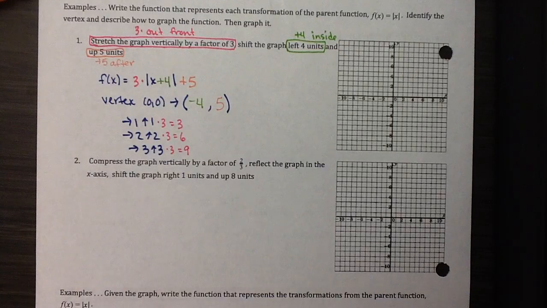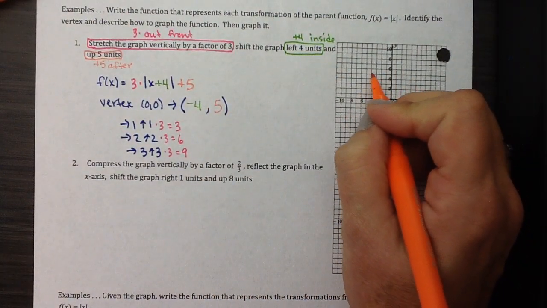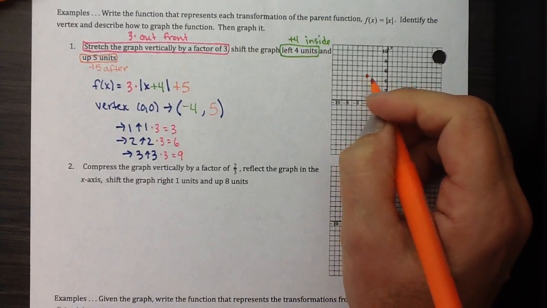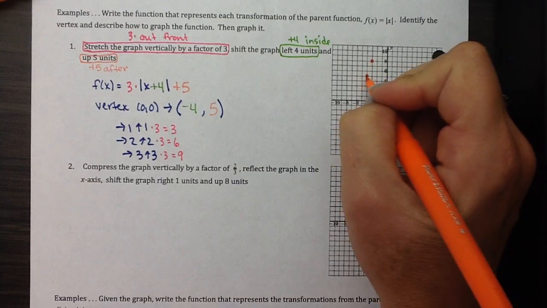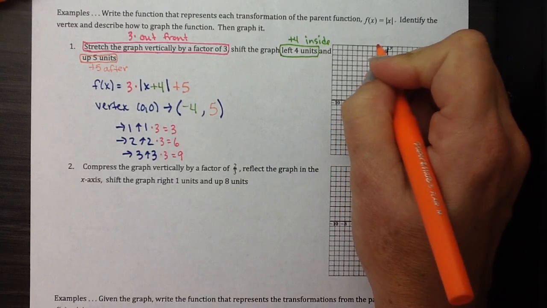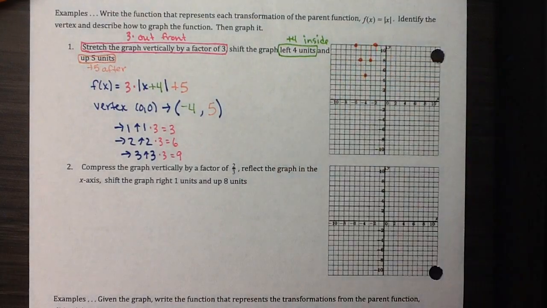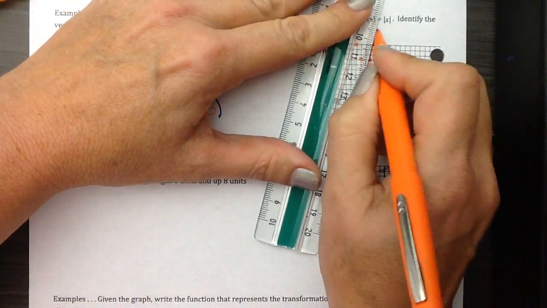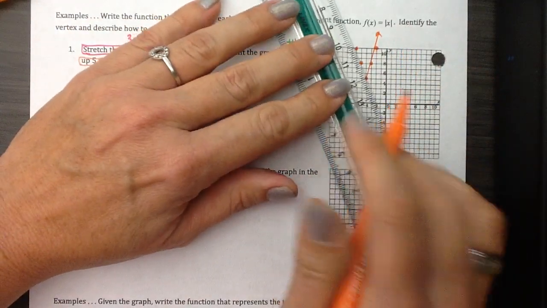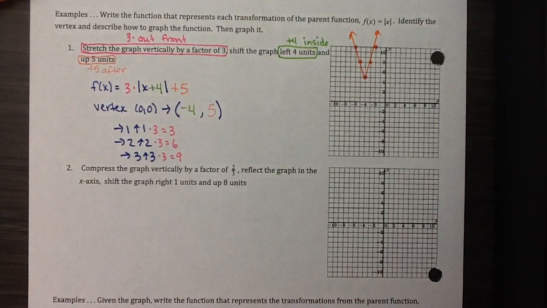So on my graph, I will start at negative 4, 5. From that vertex, go over 1, up 3, go back to the vertex, over 2, up 6, and then those mirrored points on the other side. That's all that's going to fit on there. So I'll just graph that V shape that makes the absolute value family and call it good.